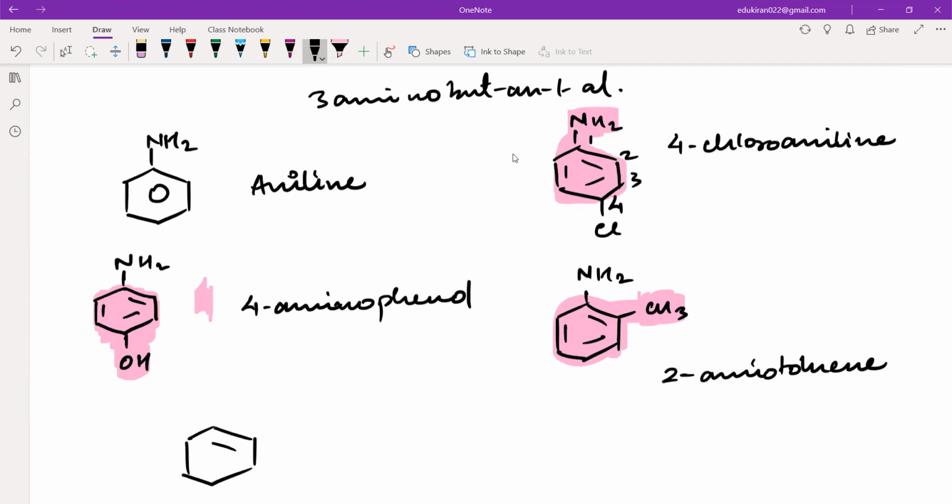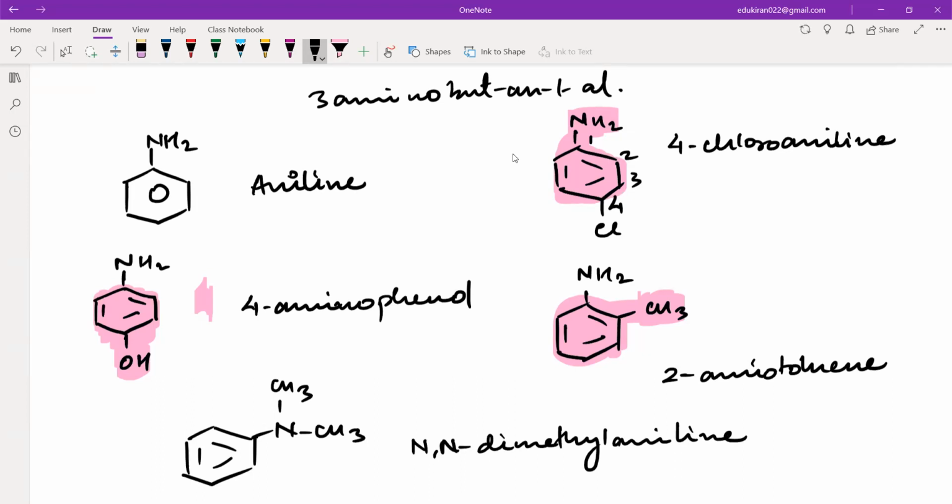Also, what else you can have? Rather, there is a nitrogen here and there is CH3 here. There is CH3 here. So if you have this type of compound, then it will be named as N, N dimethyl, N, N dimethyl aniline. Or rather not aniline because it is not NH2. Wait a second. This will be N comma N, this will be benzenamine. Okay, it will be named like this.